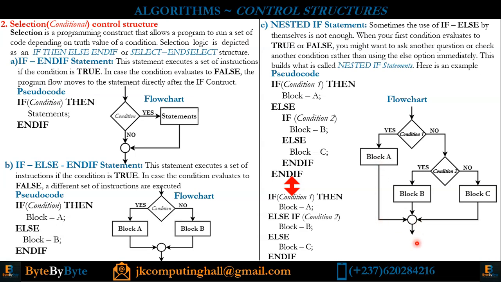Equal root, I continue. Is my discriminant 0? No, I come and ask another question. Is the discriminant greater than 0? Yes, real root. No, complex root, and we proceed. This is what we call a nested if statement.